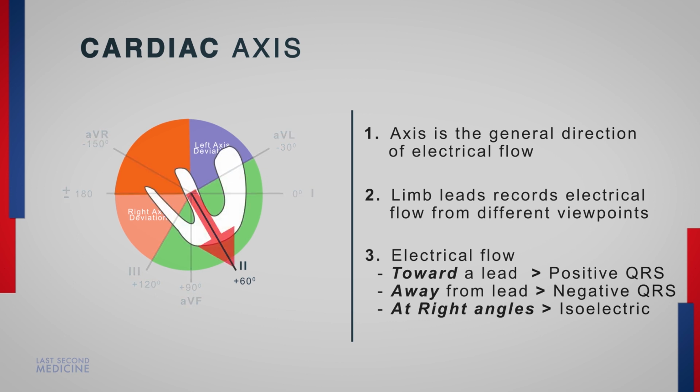Now consider how lead 2 records ventricular depolarization. From its point of view, the flow of current in the ventricles is entirely toward this lead, and the QRS complex is entirely positive in lead 2. On the contrary, lead AVL will see the same current at right angle to itself and record an isoelectric QRS complex. Any lead looking from a viewpoint between lead 2 and AVL will record a complex that becomes increasingly positive the closer it is to lead 2.